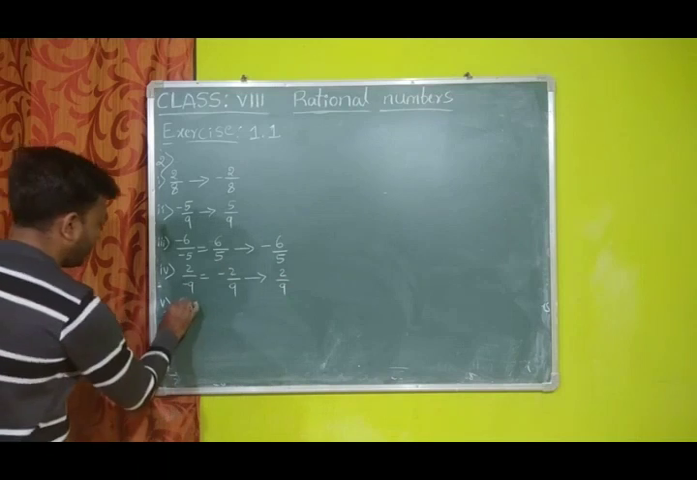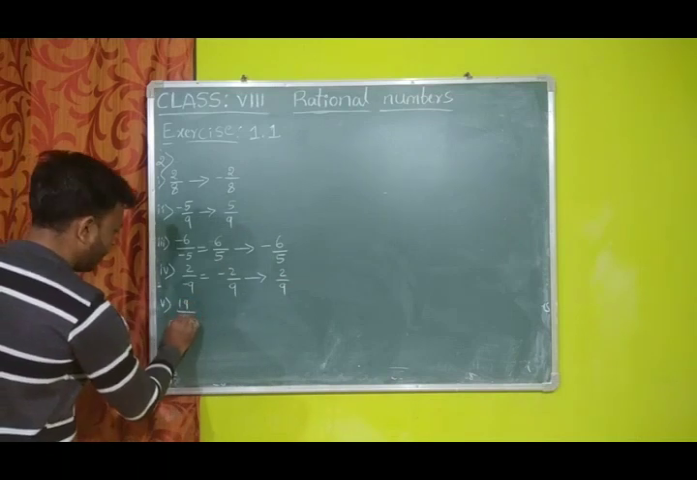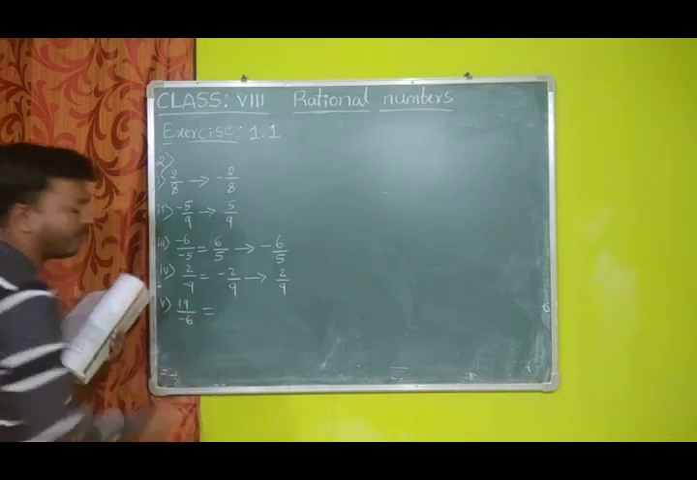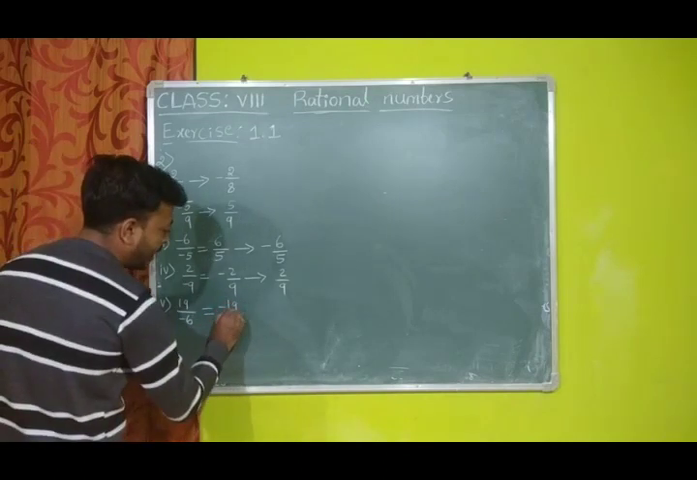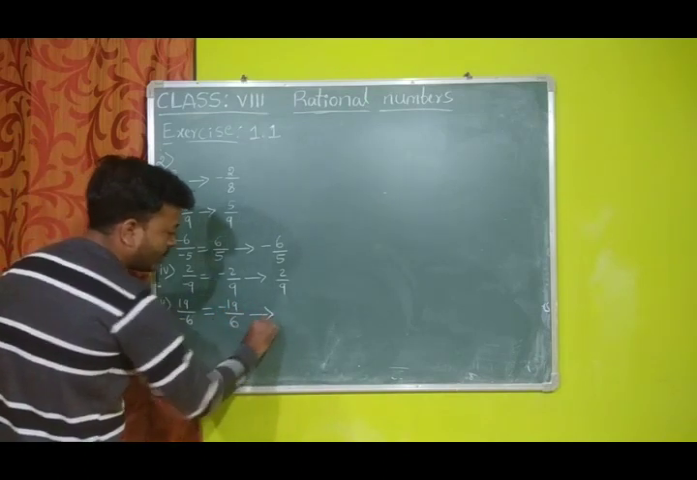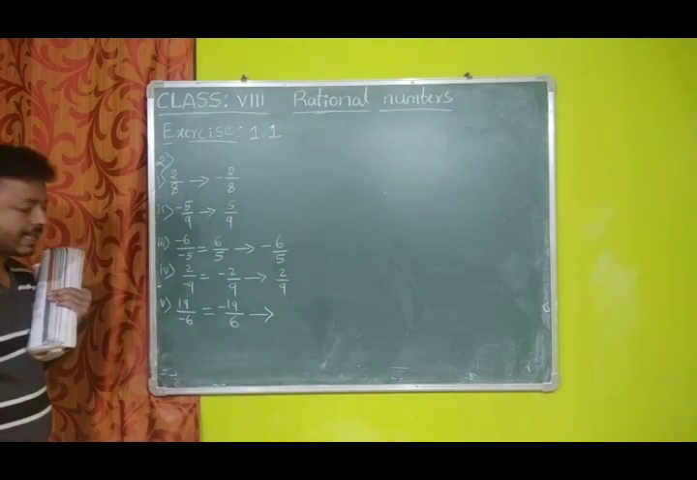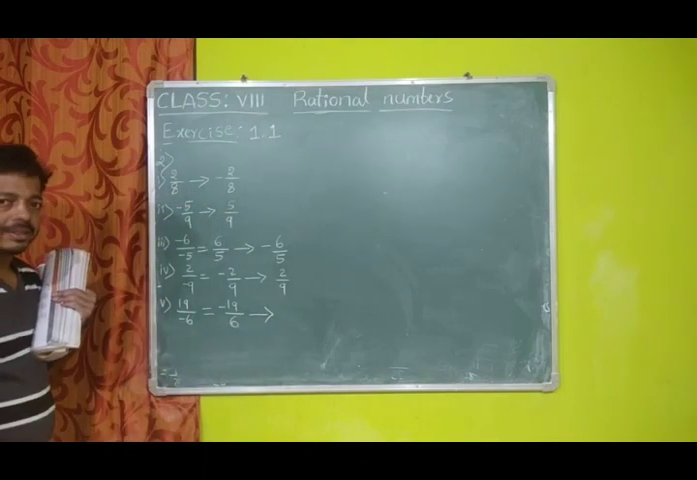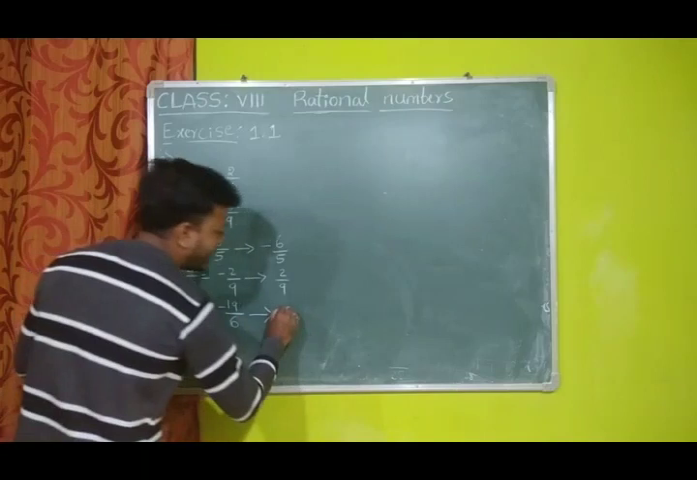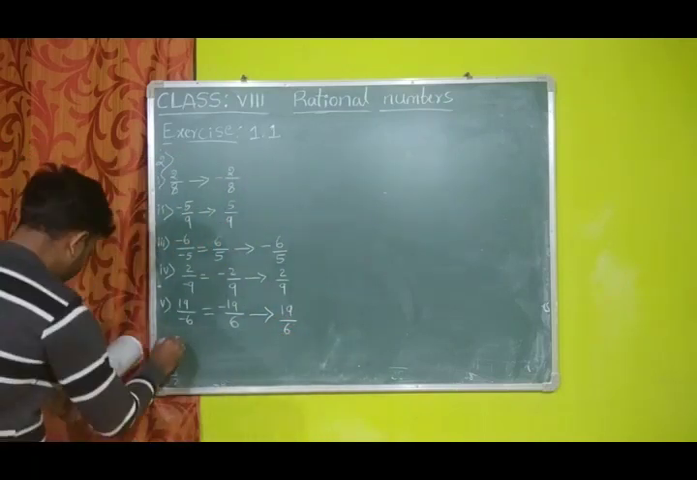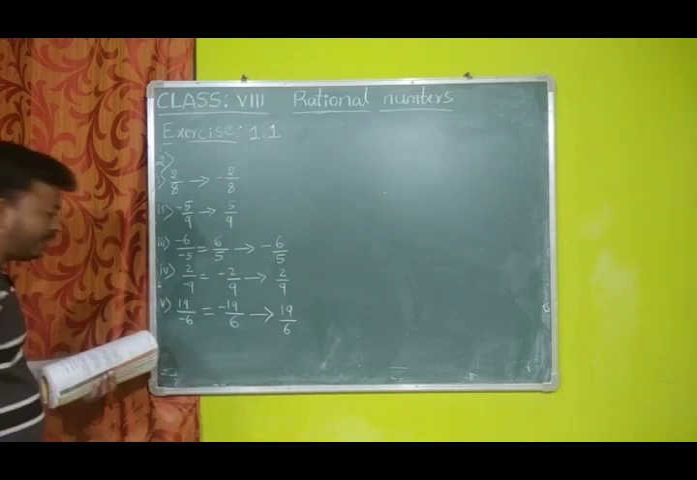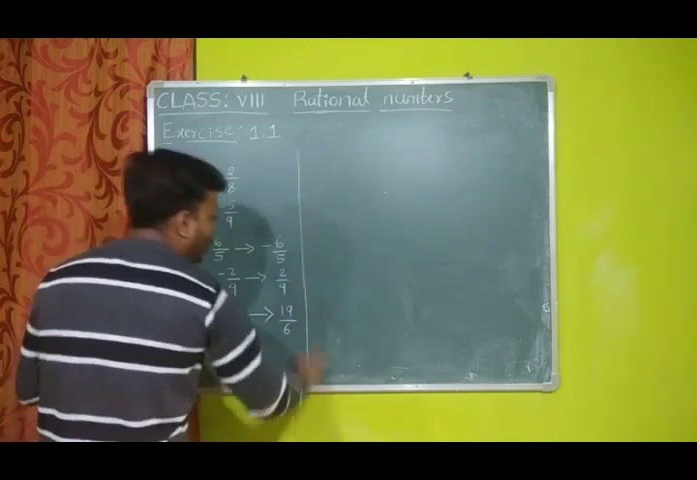Fifth one, 19 by minus 6. First you have to write the standard form of this. This is minus 19 by 6. So what is the additive inverse of minus 19 by 6? Yes, plus 19 by 6. Only 5 questions are there. You can try more examples.